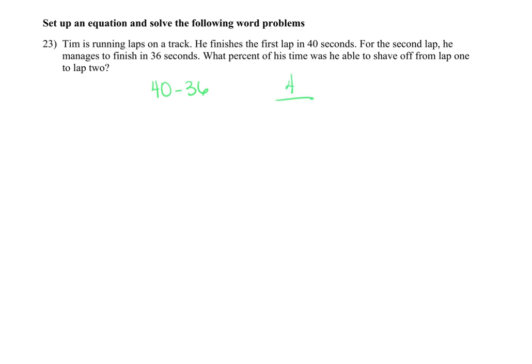It is 4. Divided by my initial number. What was the first number we talked about? 40. You're going to take 4 divided by 40, multiply by 100, and you should get 10% decrease in his time.